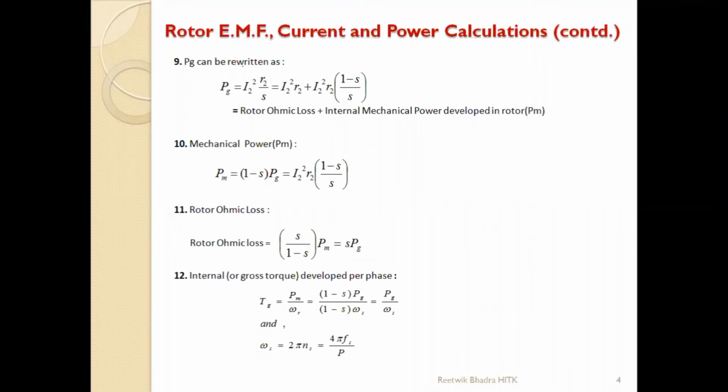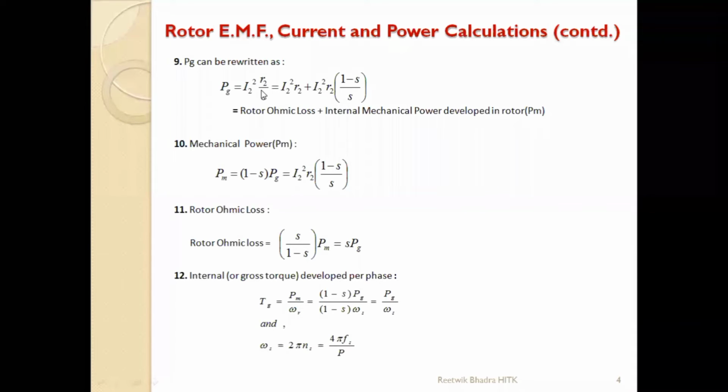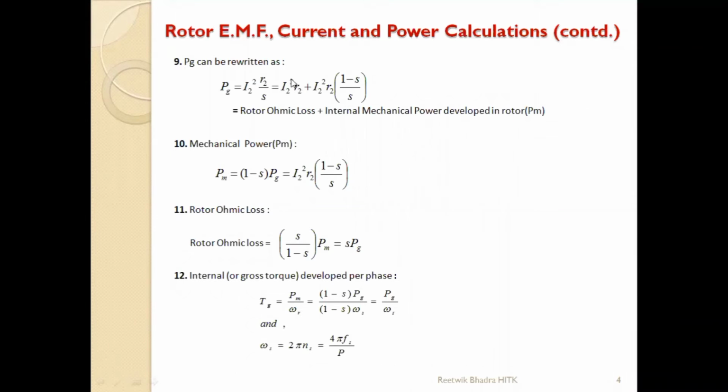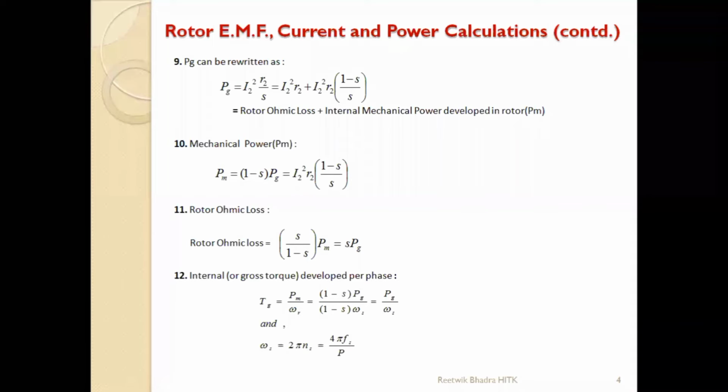Now PG can be separated into two parts. We have found out I2 square R2 by S. This can be written as I2 square R2 and I2 square R2 (1 minus S) by S. You can separate it. If you add these two, you will get this formula only. Now what is I2 square R2? I square R is nothing but your rotor ohmic loss or rotor copper loss. And this power, I2 square R2 (1 minus S) by S, is referred to as mechanical power, which is developed in the rotor.